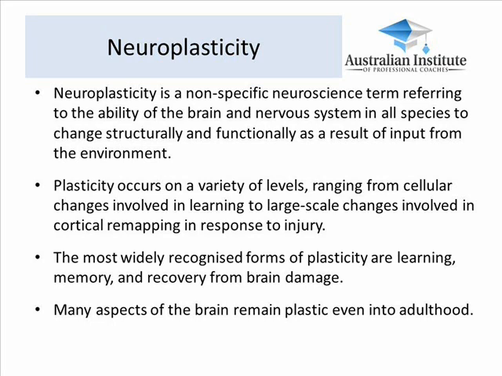Plasticity occurs on a variety of levels, ranging from cellular changes involved in learning to large-scale changes involved in cortical remapping in response to injury. The most widely recognized forms of plasticity are learning, memory, and recovery from brain damage. Many aspects of the brain remain plastic, even into adulthood.